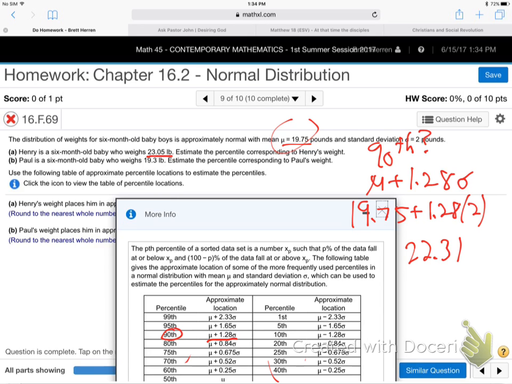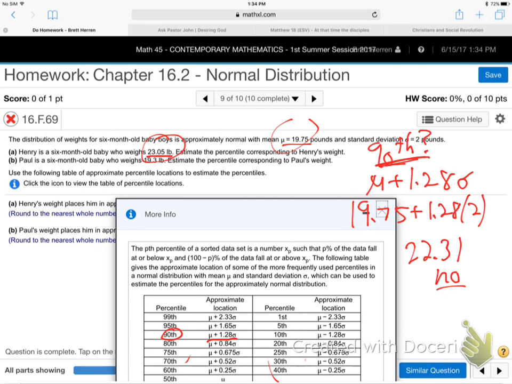You might be right. Anybody got it? Is it 22.31? Is that what it's supposed to be? What's Henry supposed to be? Is Henry the 90th? Well, Henry's 23.05. He's not 22.31. He's higher, so he's not 90th.